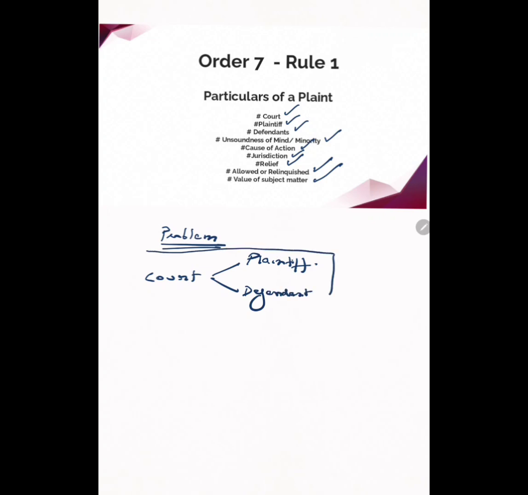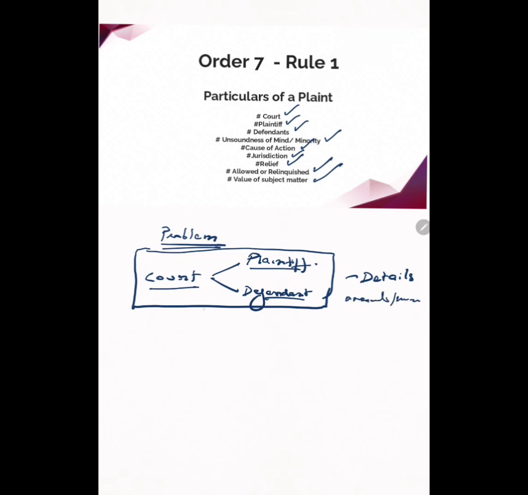Now, Order 7 Rule 1: first, second and third will be the details of these three. Details of the court, details of the plaintiff, details of the defendant. Another point to be considered here is, if anyone is a minor or unsound, then that fact has to be stated.